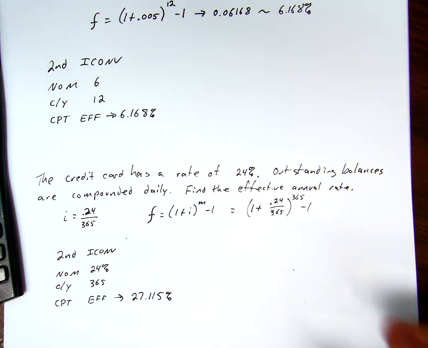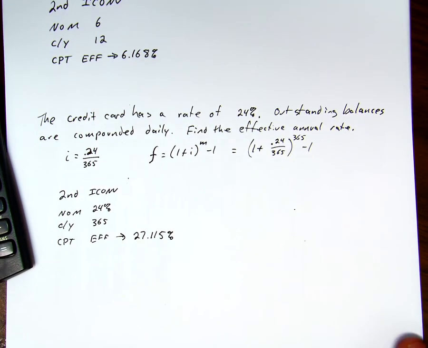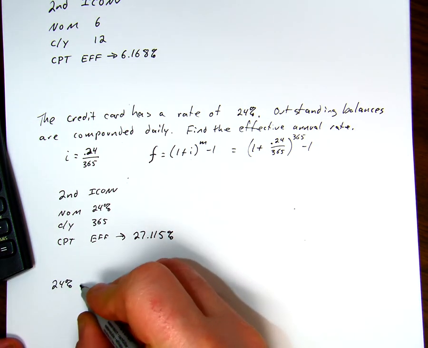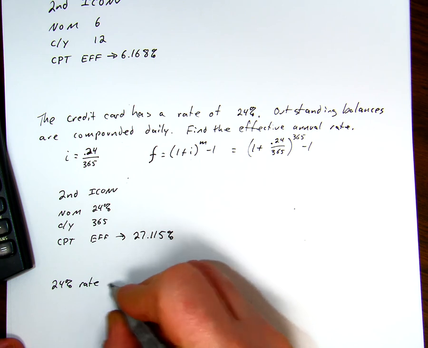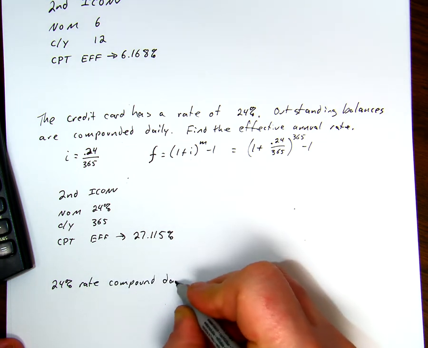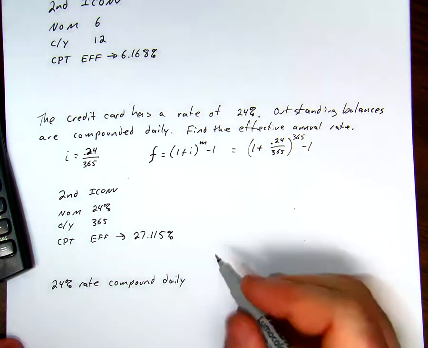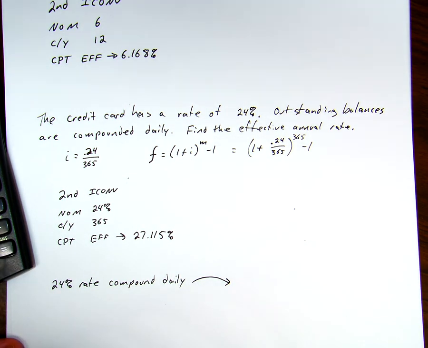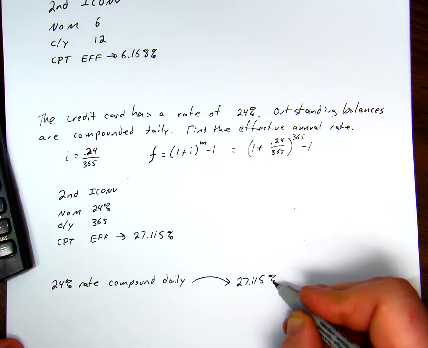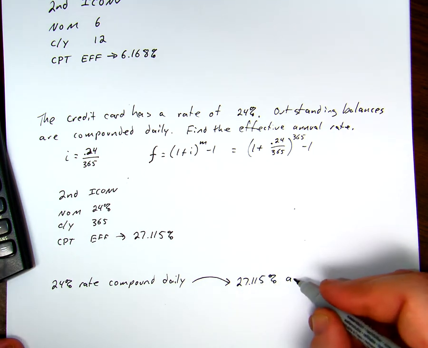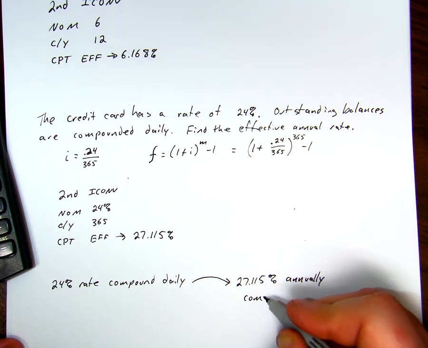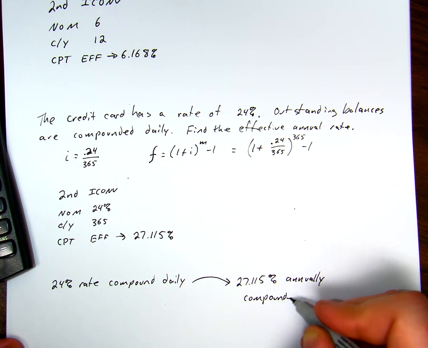So this effective rate is 27.115%. Even though the department store says a 24% rate compounded daily, that's what they say, really what they're charging is 27.115% annually. So we say compounded annually.